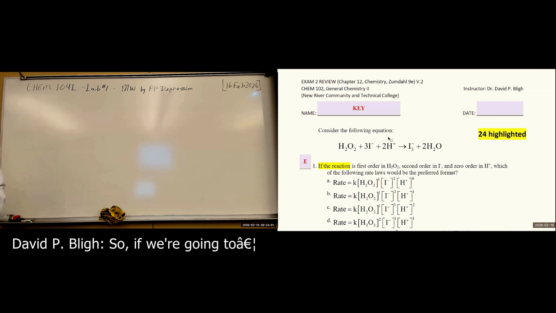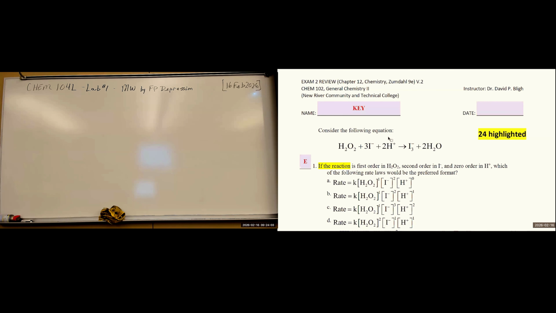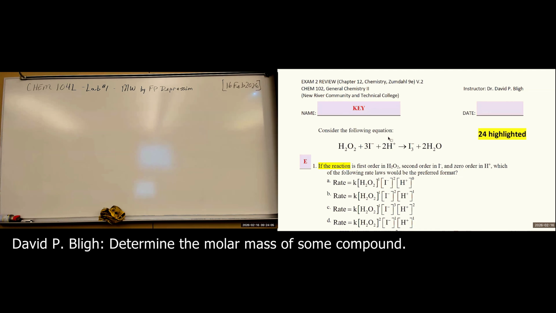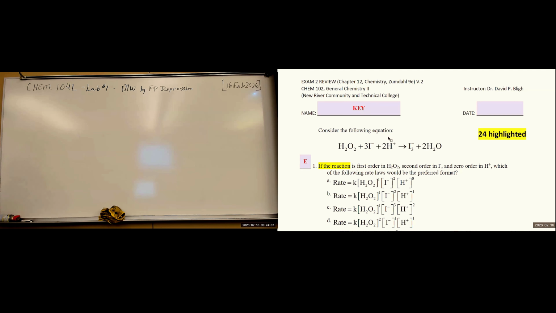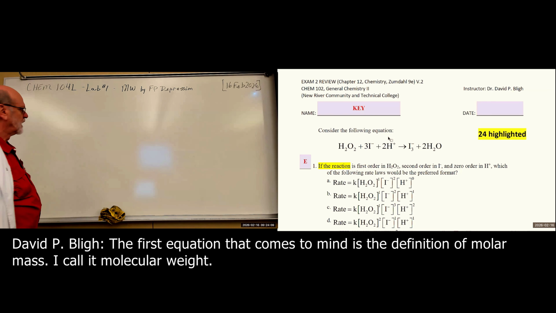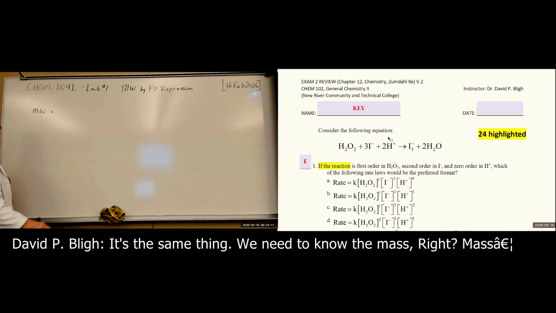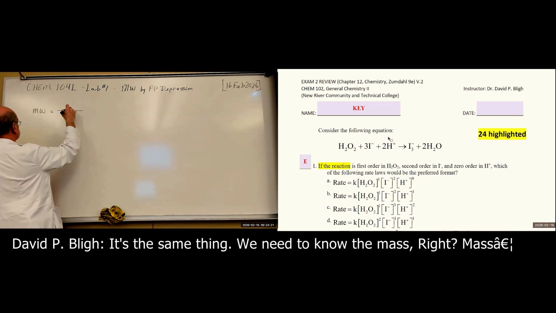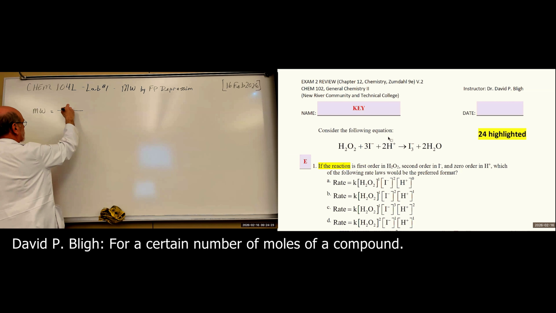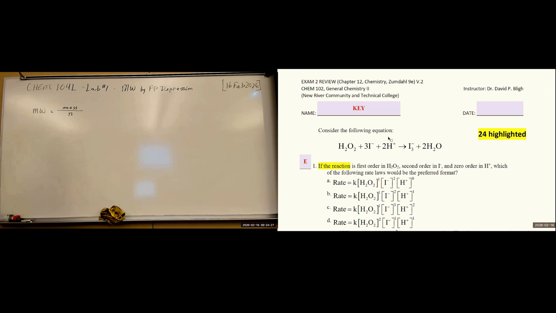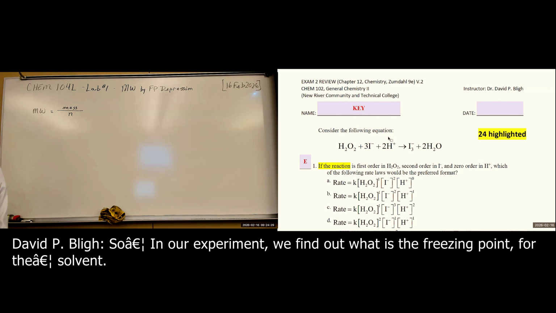Okay, so if we're going to determine the molar mass of some compound, the first equation that comes to mind is the definition of molar mass. I call it molecular weight, but it's the same thing. We need to know the mass for a certain number of moles of a compound, right?